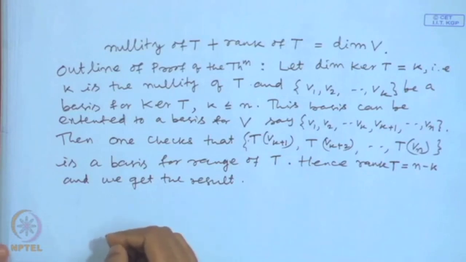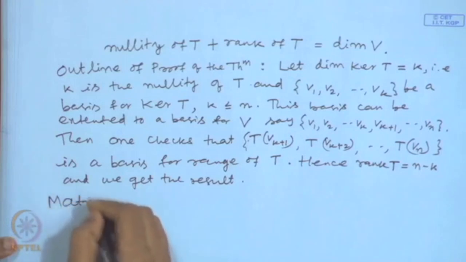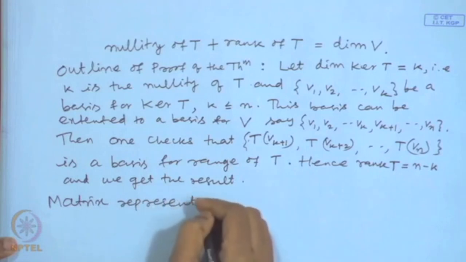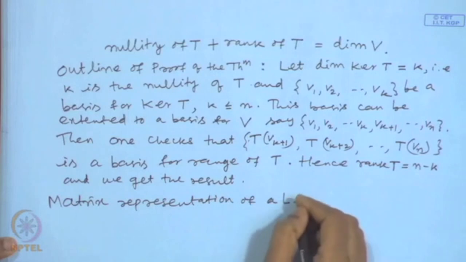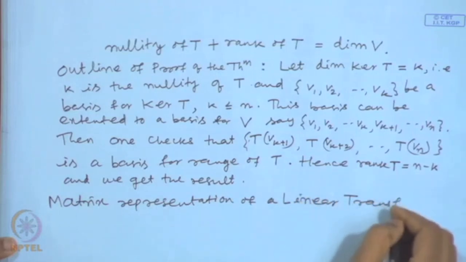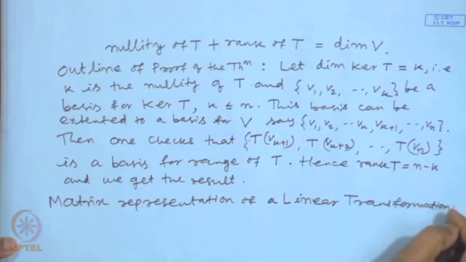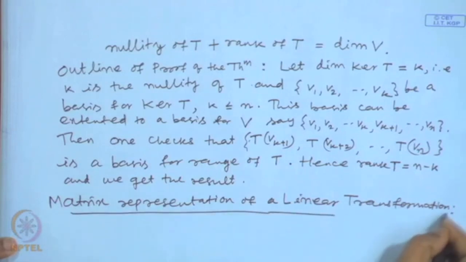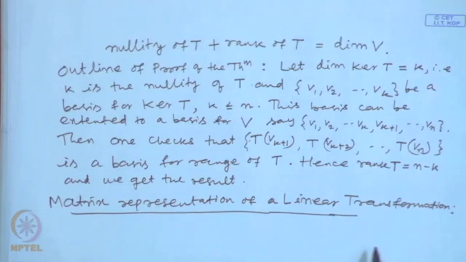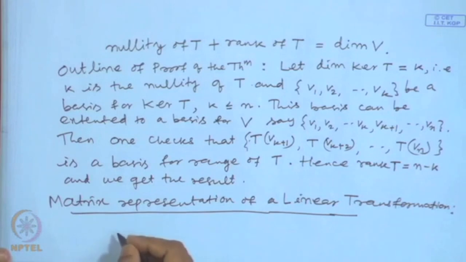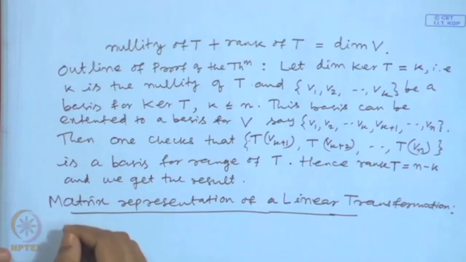So next we shall see matrix representation of a linear transformation. Here we see that every linear transformation can be expressed as a matrix, and every matrix gives a linear transformation, so there is some sort of correspondence between matrices and linear transformations. So sometimes people refer to matrices as linear transformations also.